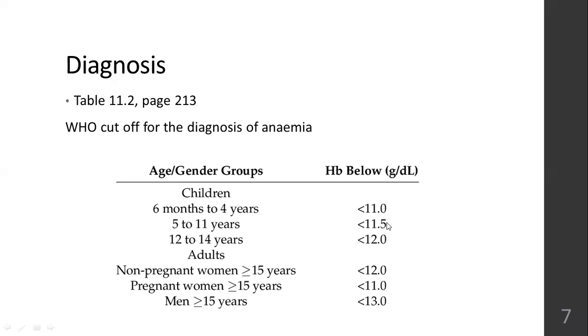In adults, men and women have different indices. If men who are more than 15 years of age, including teenage boys, have a hemoglobin level less than 13 gram per deciliter, they are anemic. In non-pregnant women, if it is less than 12, anemic. In pregnant women, if it is less than 11, it is anemic. So these are the cutoff points of diagnosis of anemia.